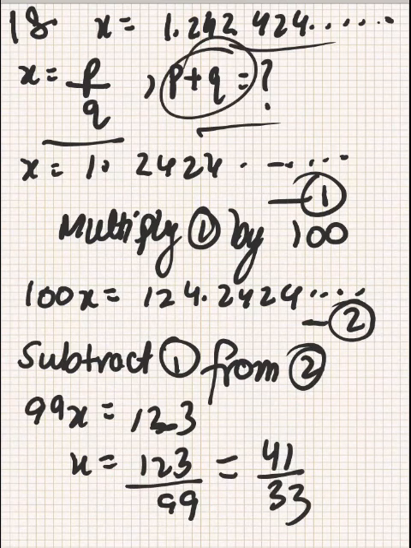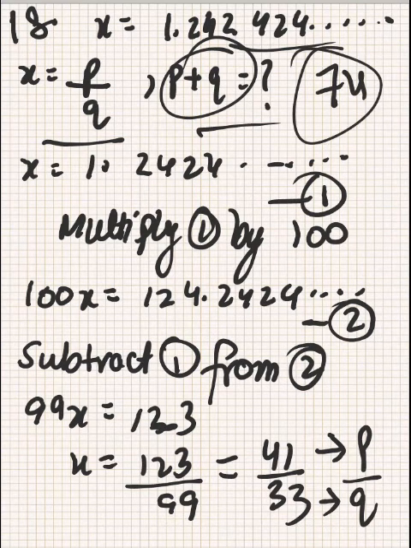Now we have to find p plus q. So it is p and it is q here. So p plus q, 41 plus 33, it is equal to 74. So p plus q is equal to 74.